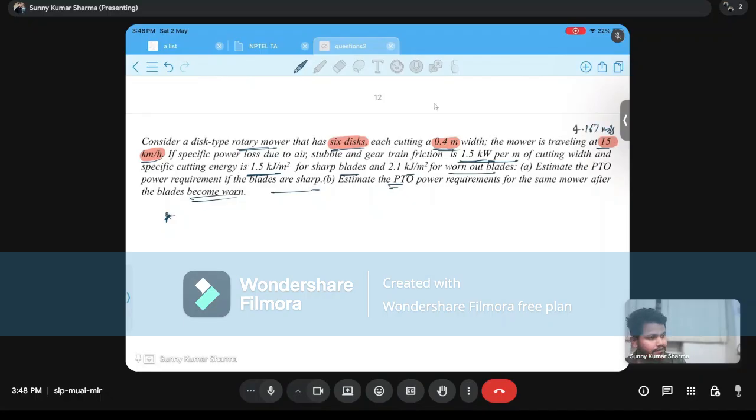The specific power loss, which we can denote as PLS, is 1.5 kilowatt per meter, and forward velocity VF is 4.167. And next thing given is a specific cutting energy. So E dash we are denoting for a specific cutting energy, and it is 1.5 kilojoule per meter square for sharp blade.